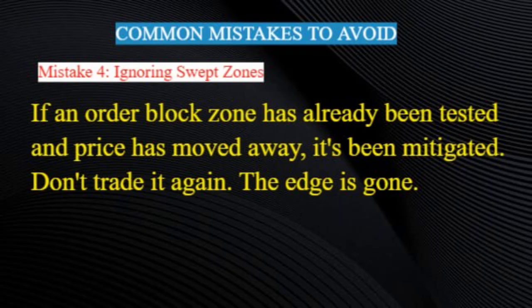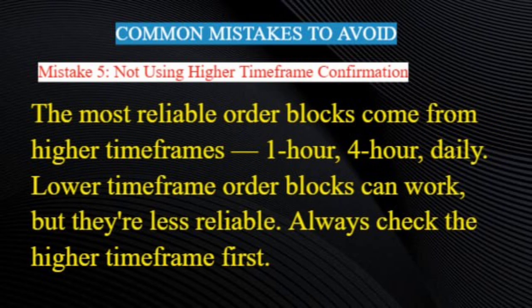Mistake 4. Ignoring swept zones. If an order block zone has already been tested and price has moved away, it's been mitigated. Don't trade it again. The edge is gone. Mistake 5. Not using higher time frame confirmation. The most reliable order blocks come from higher time frames: 1 hour, 4 hour, daily. Lower time frame order blocks can work, but they're less reliable. Always check the higher time frame first.